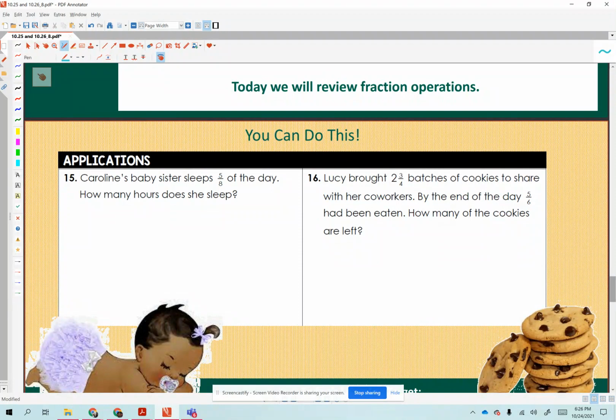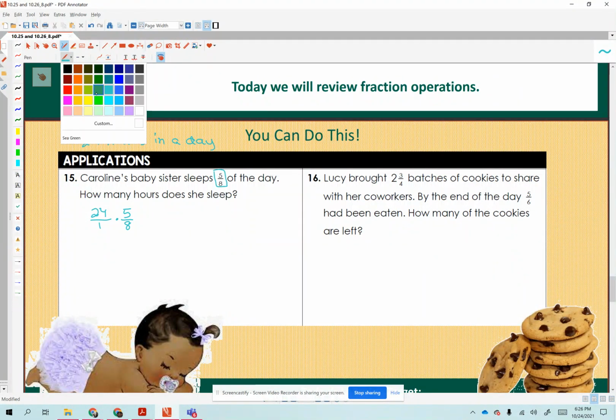Well, let's do the next group of 2. So Caroline's baby sister sleeps 5/8 of the day. How many hours does she sleep? For this, you need to know that there are 24 hours in one day. So she sleeps 5/8 of that. So we're going to take 24, put it over 1, and multiply it times 5/8.